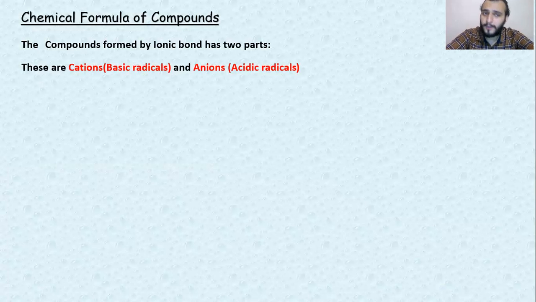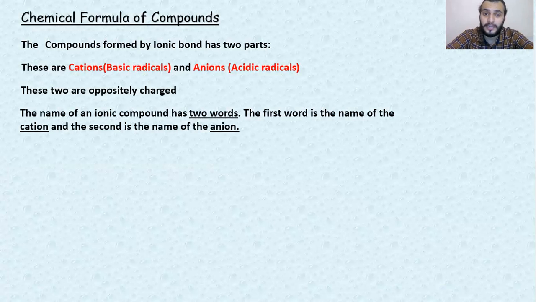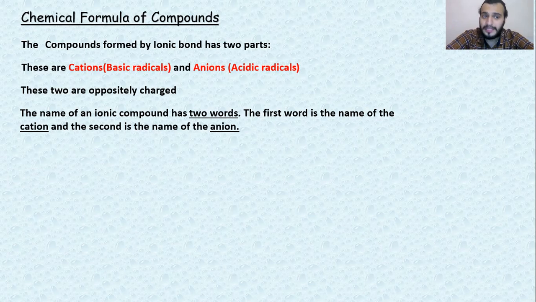Okay, so this positive and negative charge, that is cation and anion, as they are opposite in charge, they attract each other and form a bond which is called ionic bond. And the compound formed is an ionic compound. So we can say the name of an ionic compound has two words, because an ionic compound contains two ions, one cation and one anion. So its name also will have two words. First word is the name of the cation and second word is the name of the anion. Very simple. Okay. Let's see how to write the chemical formula.